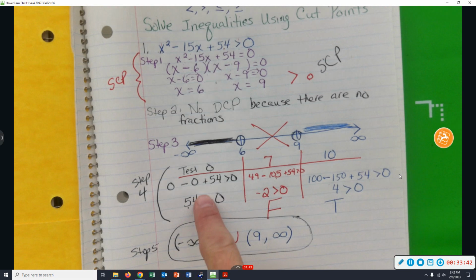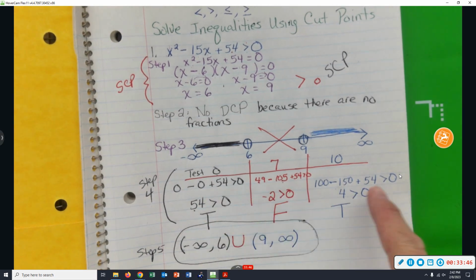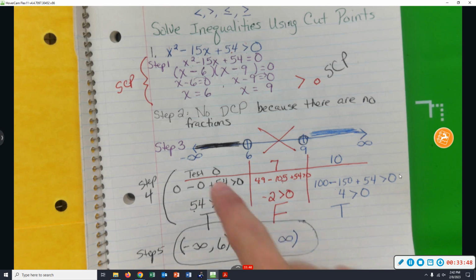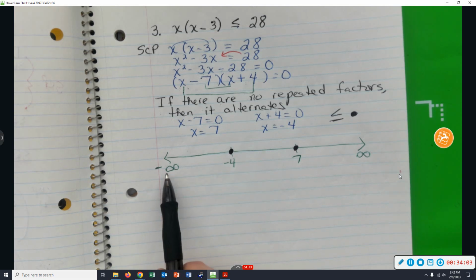If we look at these, which of these was the easiest one plugging in? What number's the easiest to plug in? 0. Well, I think 0. You may say 1, so you can test 1, but if it's up to me, I'm going to test 0 unless 0's a cut point. If 0's a cut point, you can't test it. But in that event, I'd probably choose 1, okay?